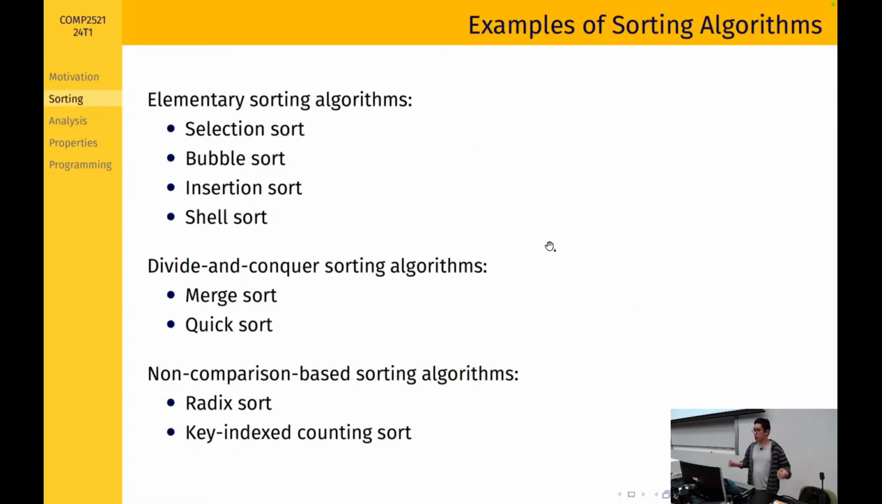Okay, and here are some examples of sorting algorithms. There are a couple of elementary sorting algorithms, which are pretty much basic sorting algorithms, like selection sort, bubble sort, insertion sort, shell sort. There are some interesting algorithms called divide and conquer sorting algorithms, which we'll discuss what divide and conquer means later. So these are merge sort and quick sort. And there are other sorting algorithms which are special, called non-comparison based sorting algorithms, like radix sort. So we'll look at most of these over the next 2 lectures.